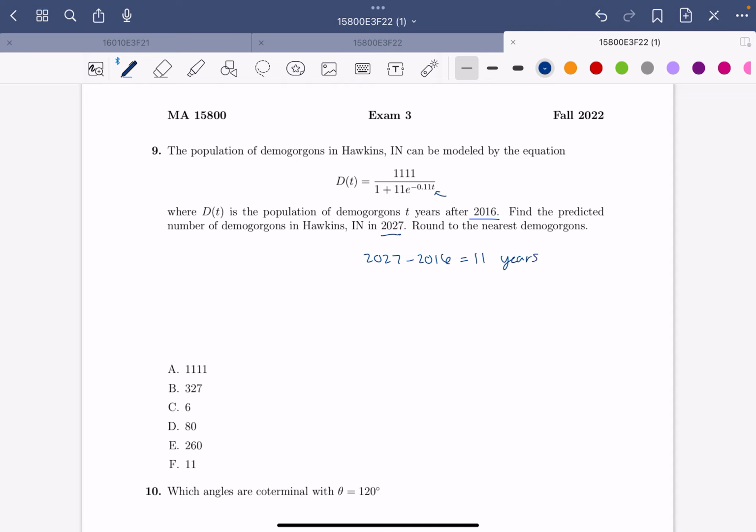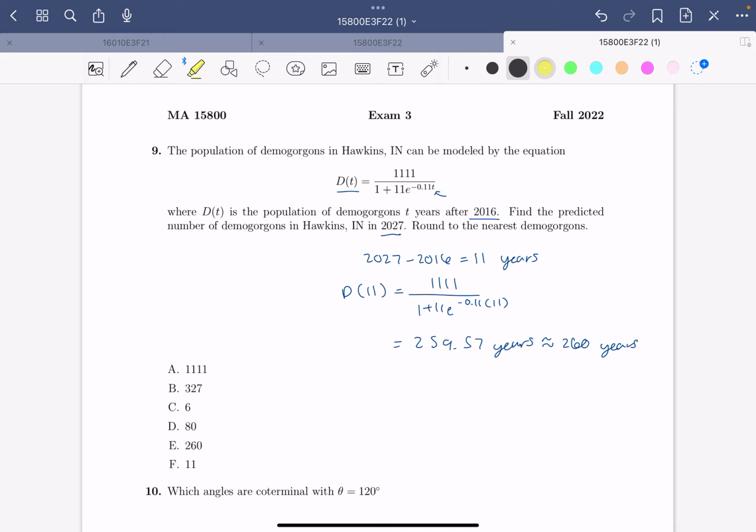So we were trying to find the amount of Demogorgons after 11 years. So we just need to plug it back into this equation to find the amount of Demogorgons. So that's d of 11 equals 1,111 over 1 plus 11 e to the negative 0.1 times 11. It's a lot of 11s. When you plug that into your calculator, you get 259.57, and that is roughly 260 Demogorgons, or an answer of E.